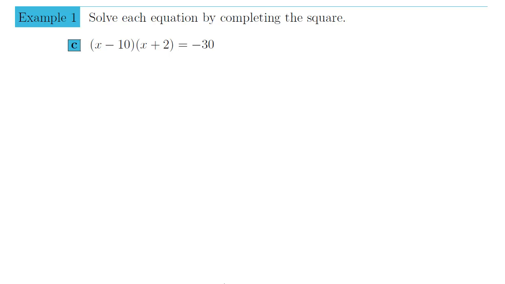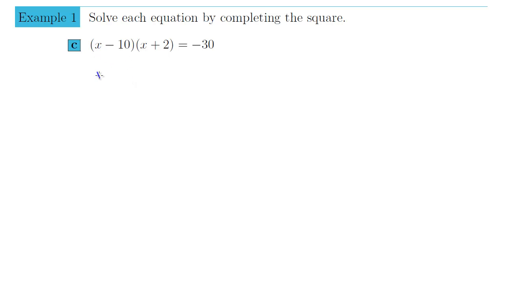Example 1c. Solve the equation by completing the square. Quantity x minus 10 times quantity x plus 2 equals negative 30. Our first step this time is to multiply out our left side, so we get something that looks more like a quadratic equation to work with. So let's multiply out these two binomials.